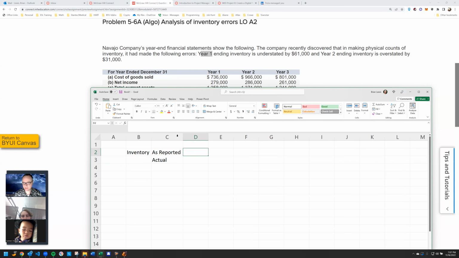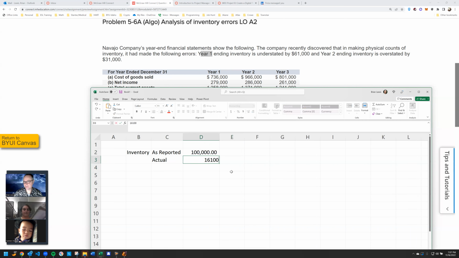So in our little scenario that we did last week, we said, let's say it's $100,000. And it is understated. That means it actually should have been 161, right? So this shows an understatement of the difference between these two, the $61,000 difference. This is year one. And then year two, it is overstated.